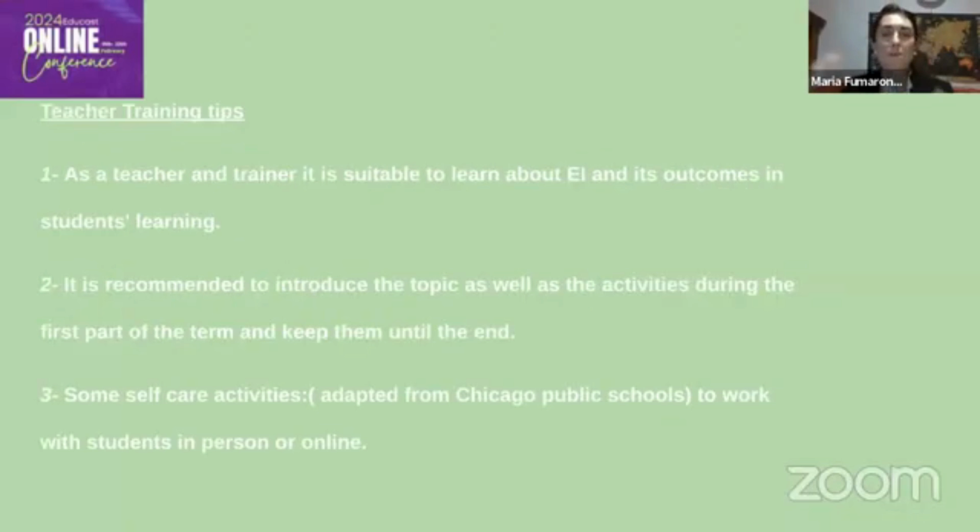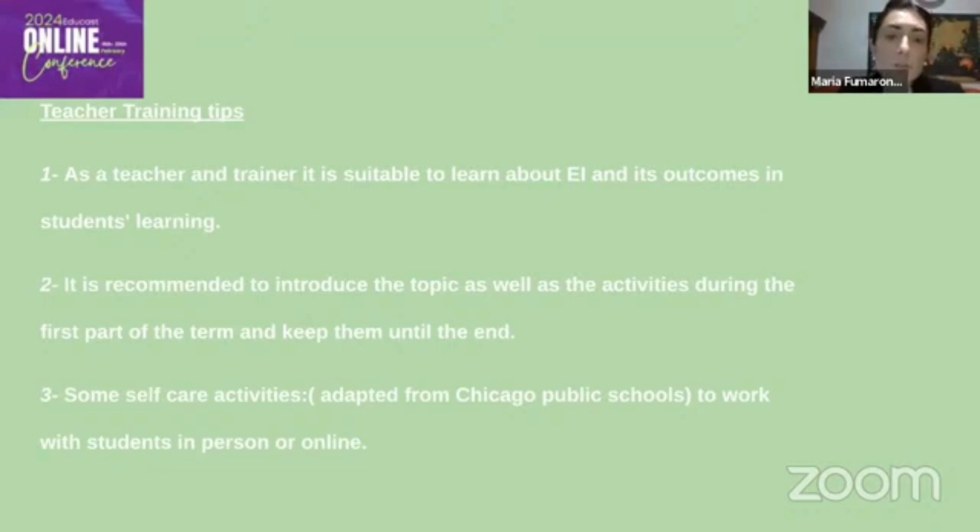And why do we talk about all of this? Because as teachers, we need to take this into account, and we have some tips that we can put into action. So our teacher training tips are: as a teacher and trainer, it is suitable to learn about emotional intelligence, to have this emotional competence and its outcomes in student learning.